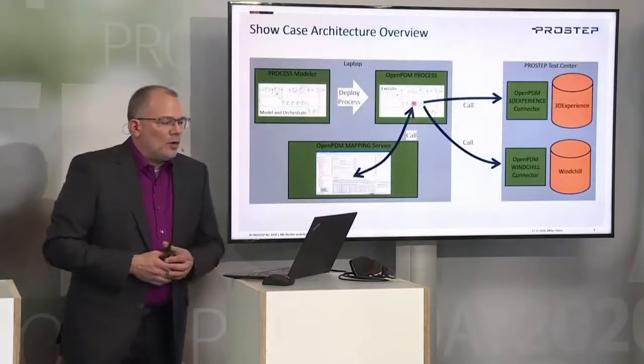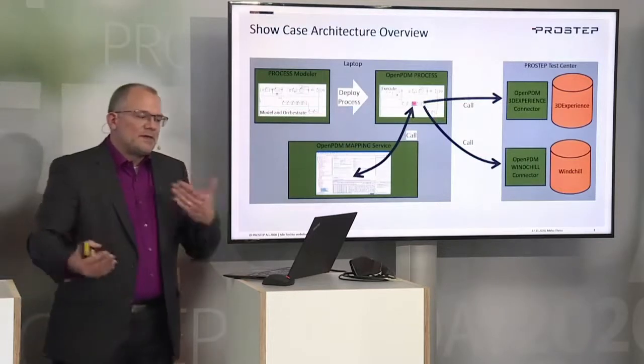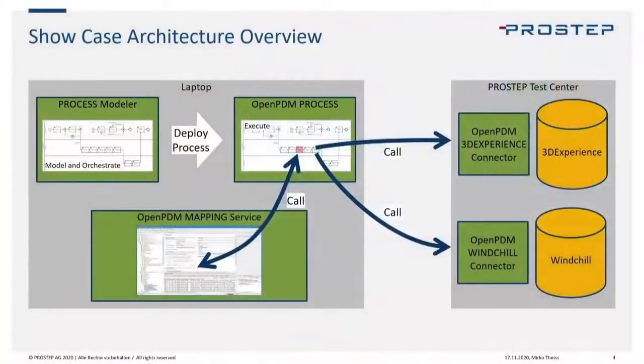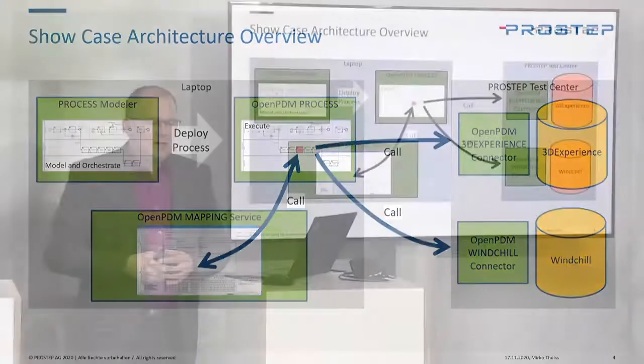What does the architecture look like? Do you have an idea of the technology which you're going to see? Most applications run on my laptop here. That means we're going to start in the process modeler, look at the process, which is then deployed on the OpenPDM microservices and carried out there as well. During execution we can access many other OpenPDM microservices, for instance the mapping service, which is also on my laptop, and the 3D Experience connector, and in the second step, the Windchill connector, which run in our test center with the PDM systems.